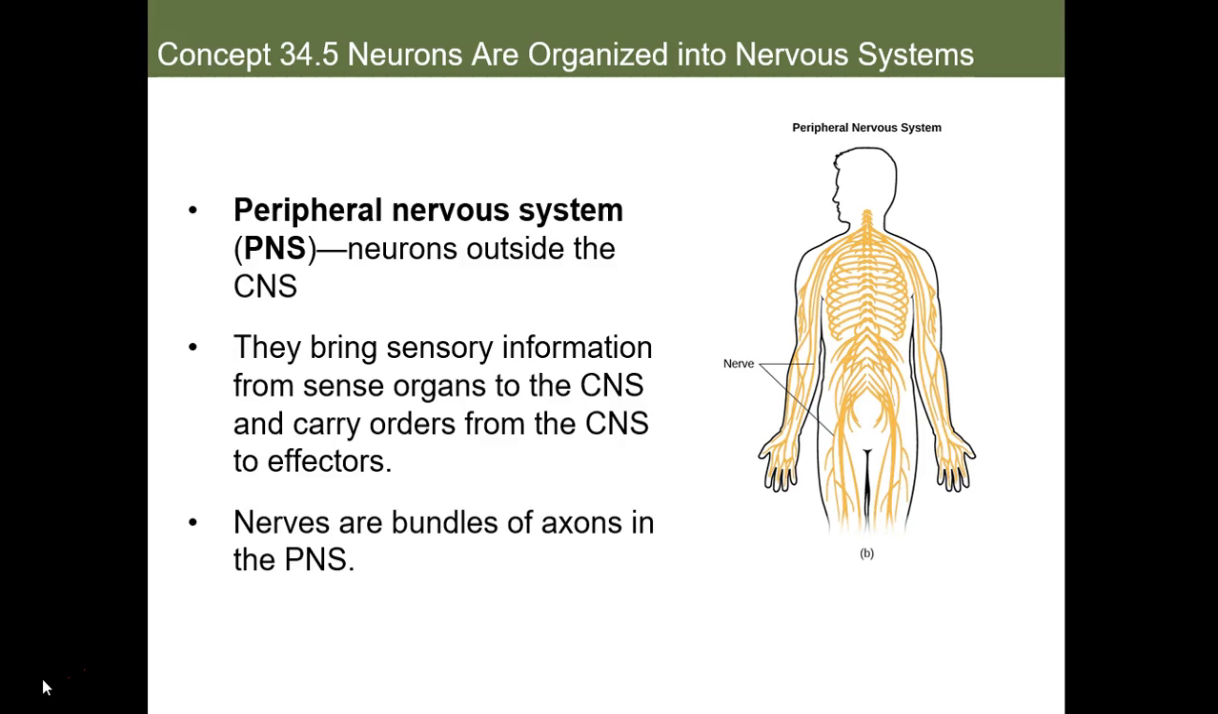The peripheral nervous system, or PNS, are neurons outside the central nervous system. They bring sensory information from sense organs to the central nervous system. The PNS also carries orders from the central nervous system to effectors. Nerves in the PNS are bundles of axons that transmit signals.